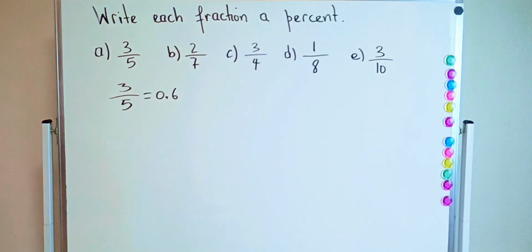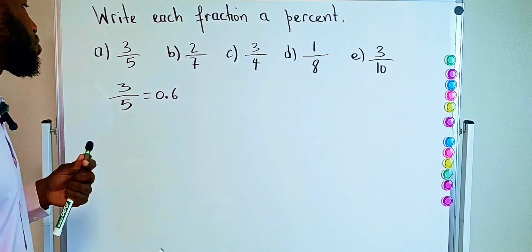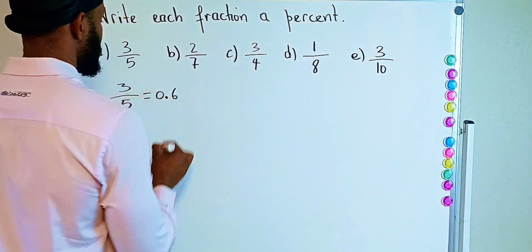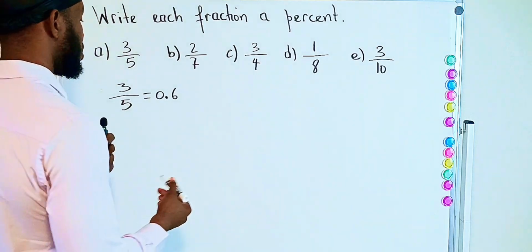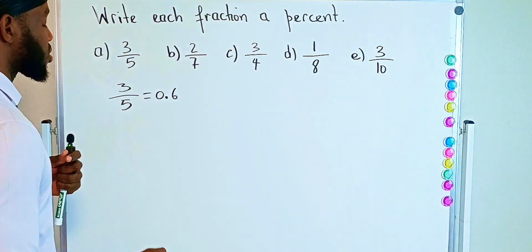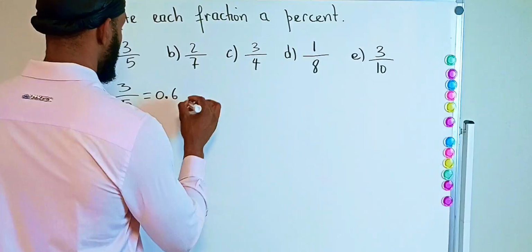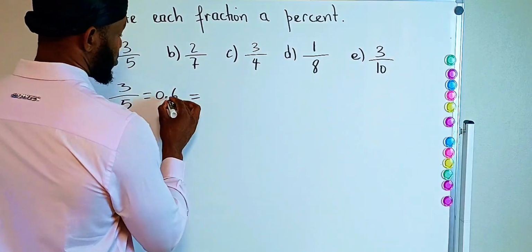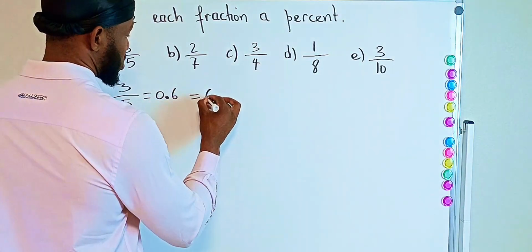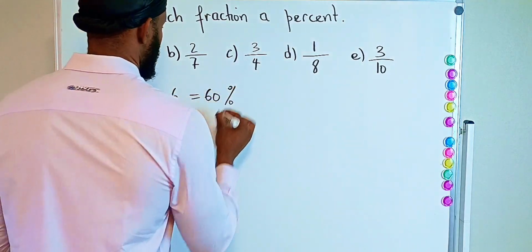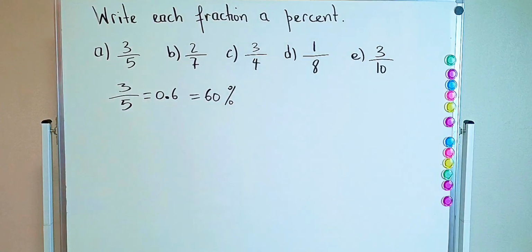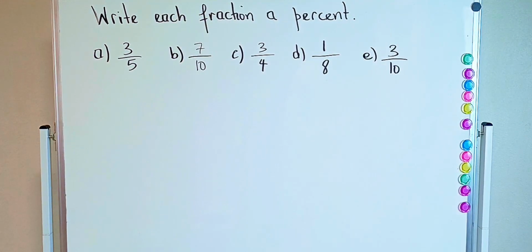convert decimal to percent. Convert decimal to percent, you know what it is. You just multiply by 100 or move the decimal point 2 times to the right and put the percent symbol. 2 times to the right, 1, 2, that's gonna give me 60%. You guys understand that? That's gonna be 60%.